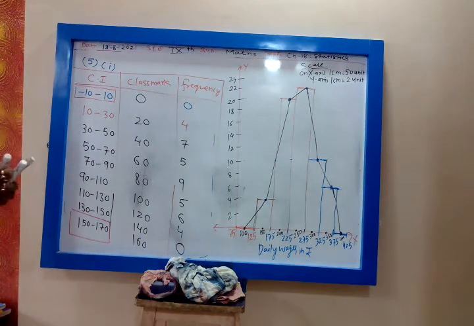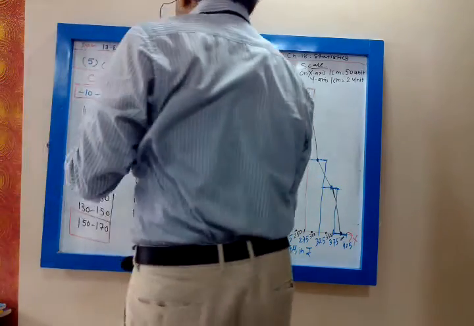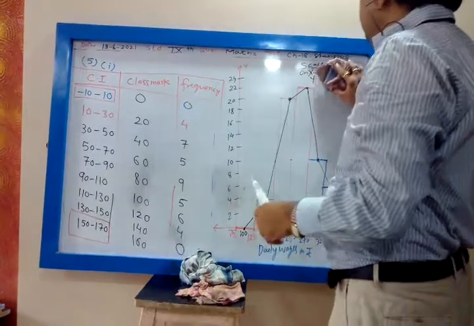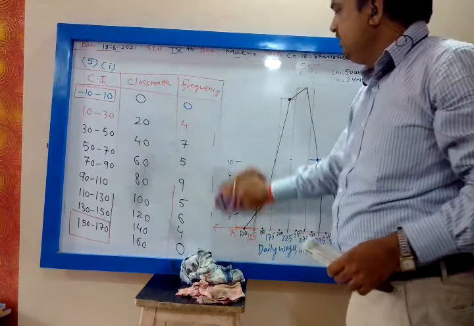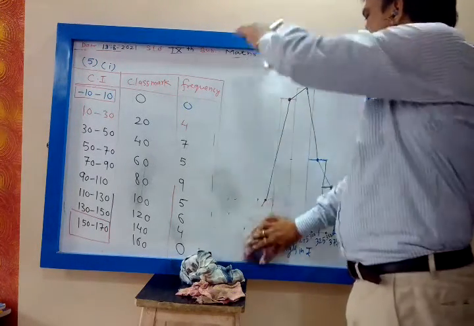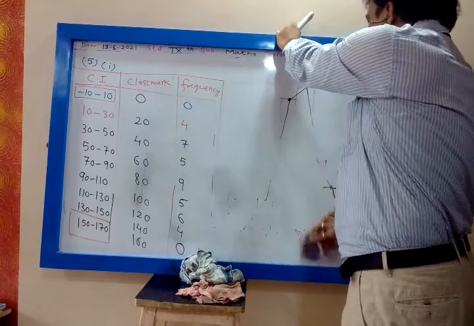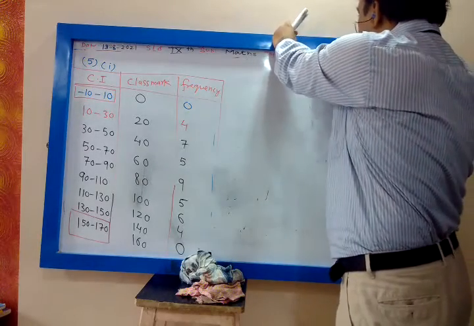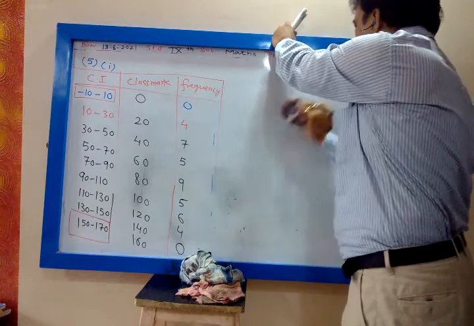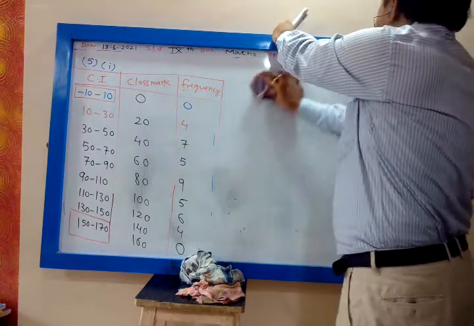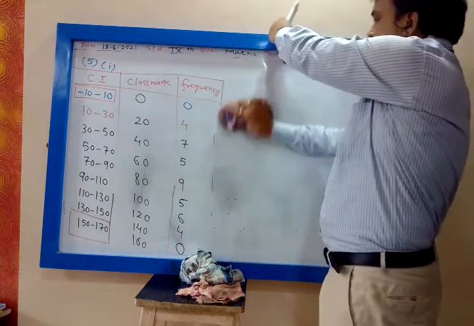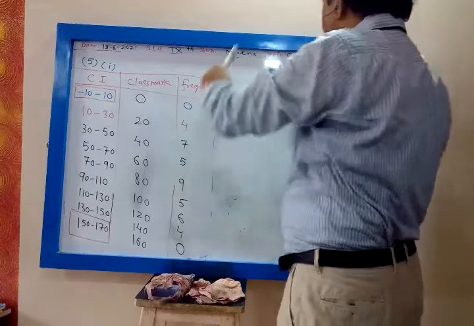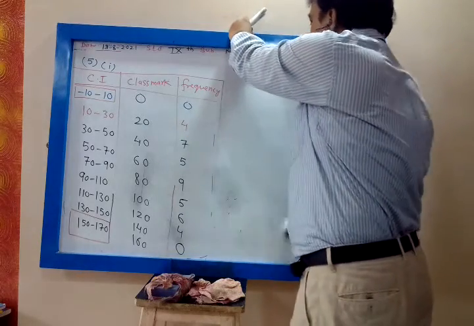So draw the frequency polygon. Do it without using a histogram. Do this without using a histogram.